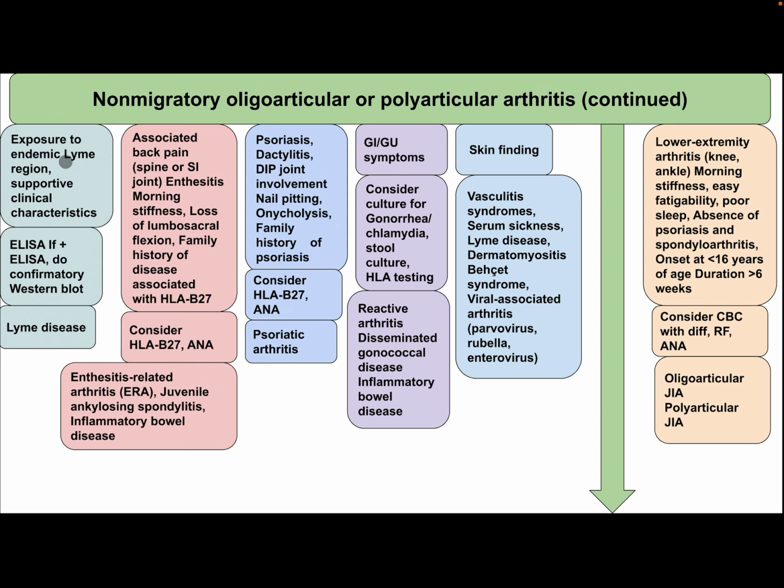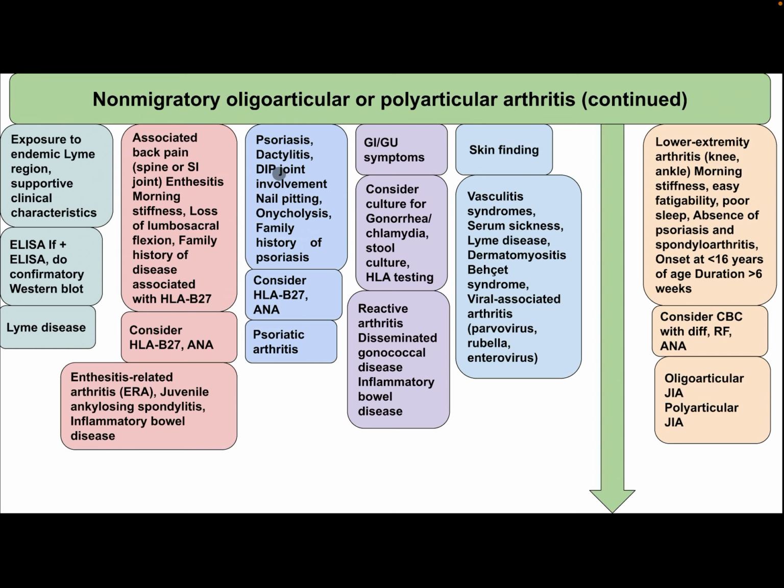If patient has history of exposure to endemic Lyme region, supportive clinical characteristics, patient needs ELISA. If positive, patient needs confirmatory test with the Western blot. Differential diagnosis: Lyme disease. If there is associated back pain, spine or sacroiliac joint, enthesitis, morning stiffness, loss of lumbosacral flexion, family history of disease associated with the HLA-B27, patient needs HLA-B27 and ANA. Differential diagnosis: enthesitis-related arthritis, juvenile ankylosing spondylitis, inflammatory bowel disease.